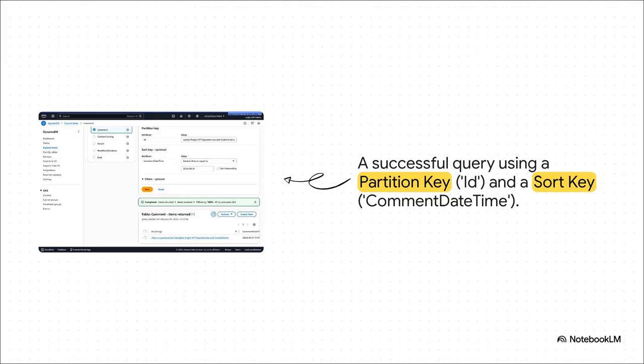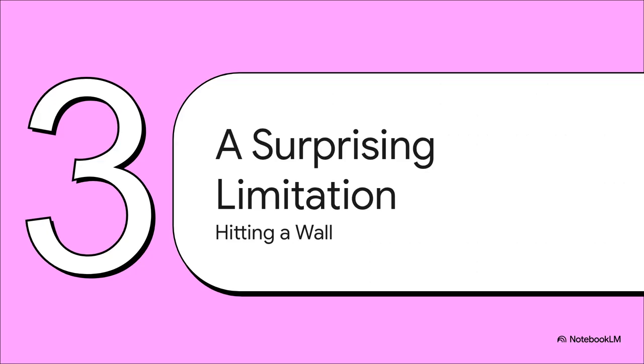And here we go. This is what it looks like in action. You can see the student is querying their comment table. They've given it an exact value for the partition key, which is ID, and then they use the sort key, comment date time, to find a very specific record. This combo, partition key plus sort key, is what makes lookups incredibly fast and efficient. And you see the result? It's exactly what they wanted. So far, so easy, right? So yeah, things are looking good. The console feels pretty intuitive, pretty powerful.